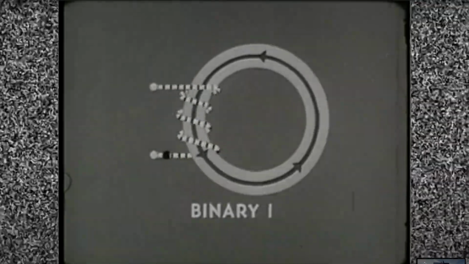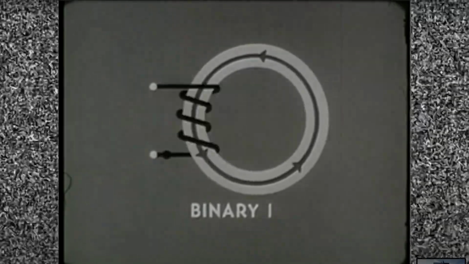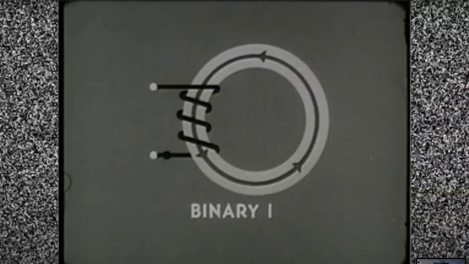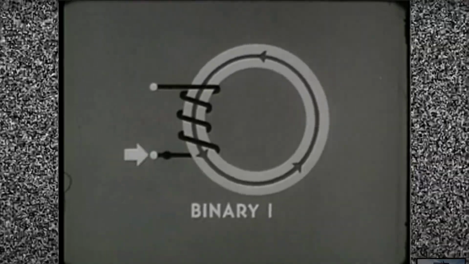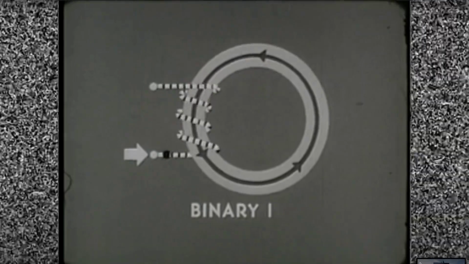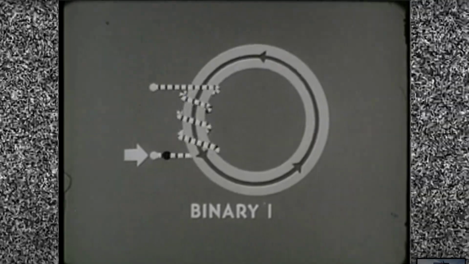Suppose there is a second pulse of non-dot current. It will have no practical effect on the core because the core is already saturated with positive magnetism. But if we send current through the other way, into the dot side of the winding, then, of course, the core's state will change.